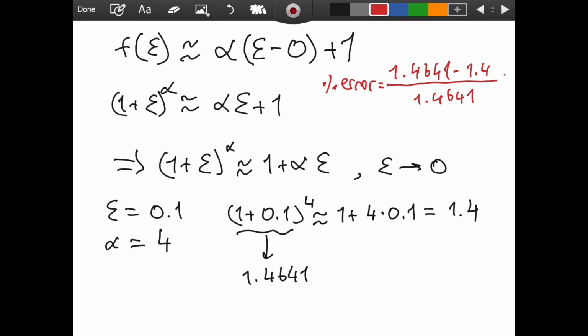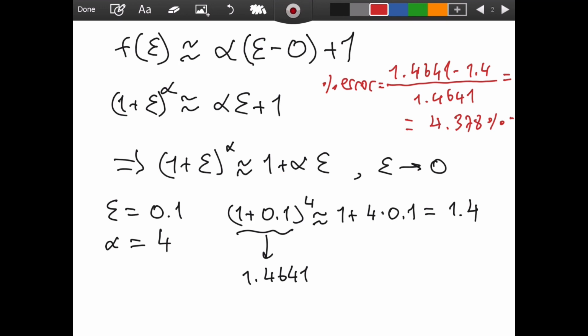And this gives you a percent error of 4.378%. As you can see, this is much higher than the one we had in the last video, but it is still a good approximation if you need to do it very quickly.